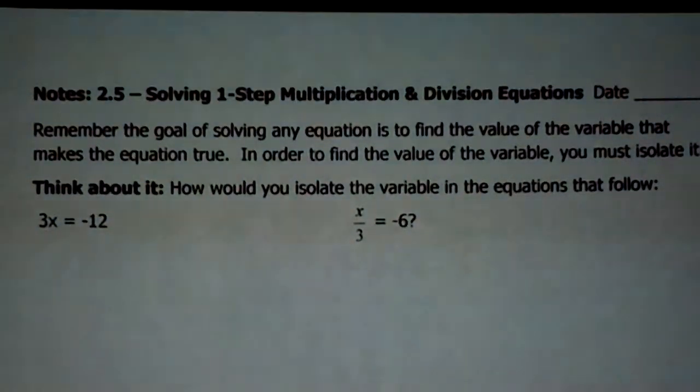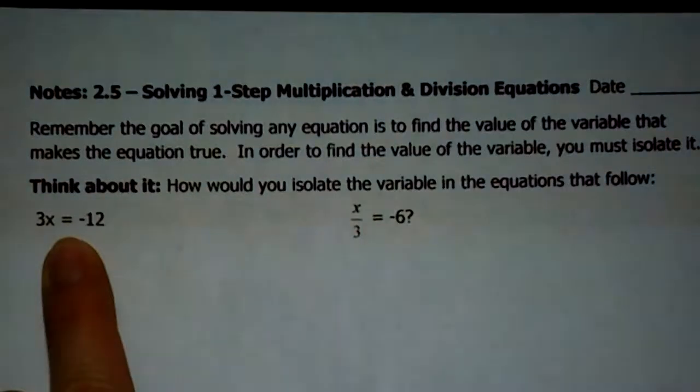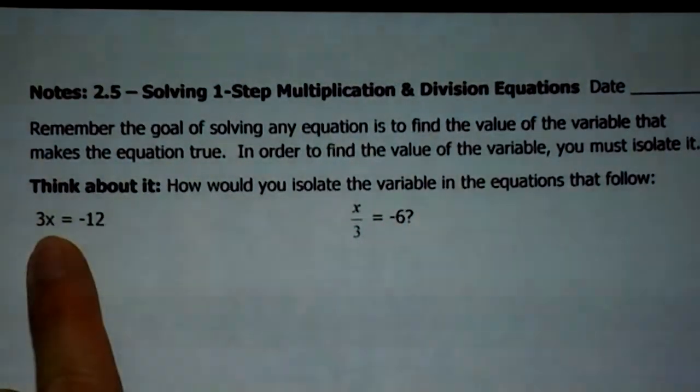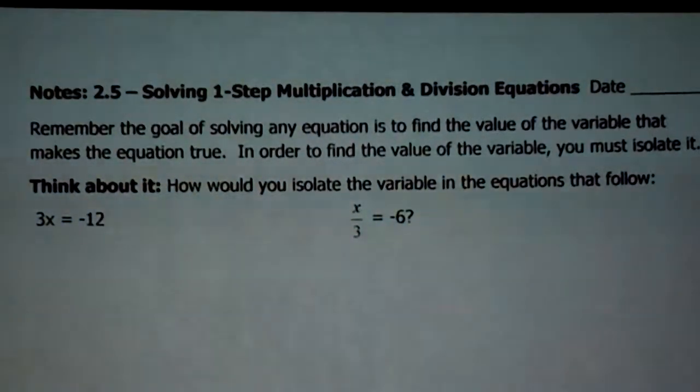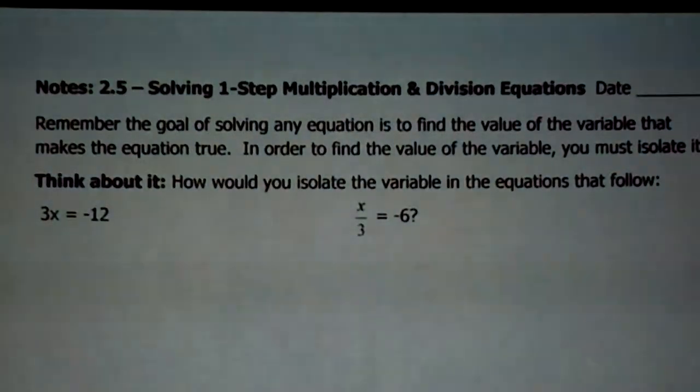The goal is still the same. The goal of any equation is to find the value of the variable that makes it true. So if I put an equal sign between the two, there's a value for the variable that makes it true. In order to find the value of the variable, we learned that we need to get it by itself on one side, or isolate it.